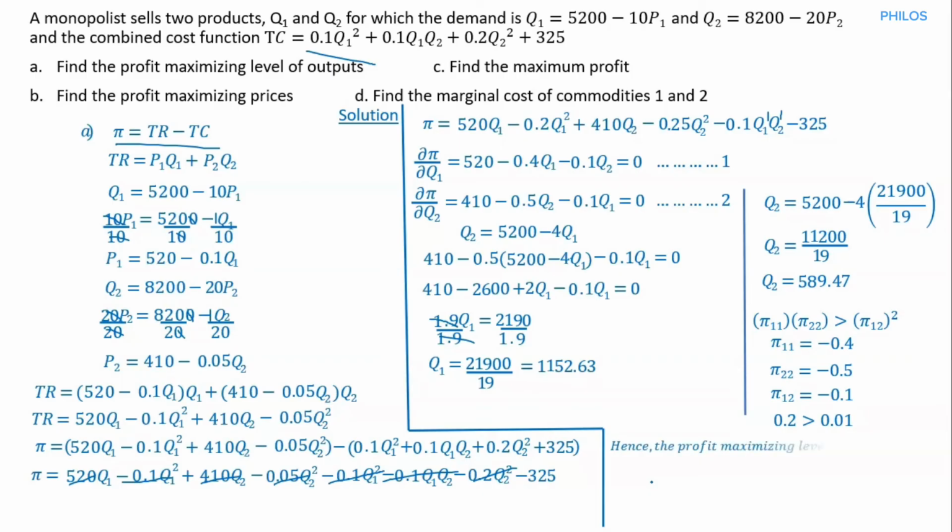So we conclude that the profit maximizing levels of Q1 and Q2 are 1152.63 and 589.47 respectively. So that's the final answer to question A. Let's go to question B.